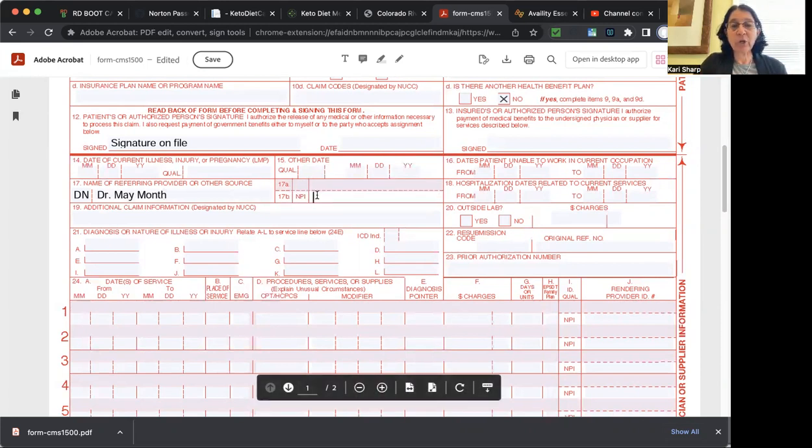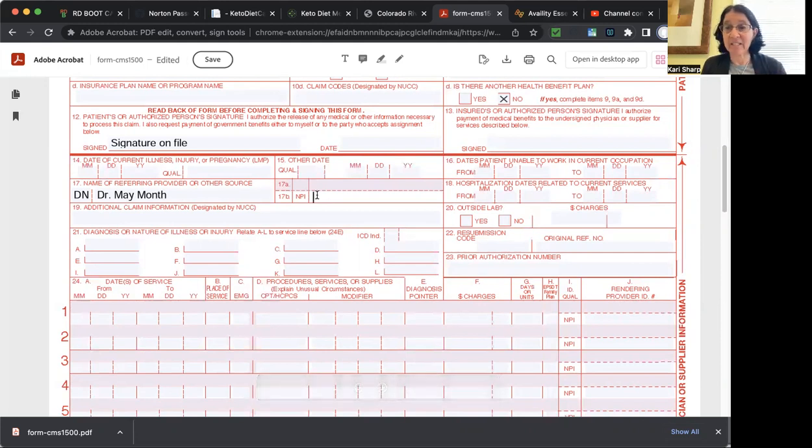This is where we put her NPI. So NPI is a national provider identification. All medical professionals have one. You will apply for one at some point too. This identifies us from each other. So our national provider identification, Dr. May, it's always a bunch of numbers. So we'll just give her a bunch of numbers. Okay.